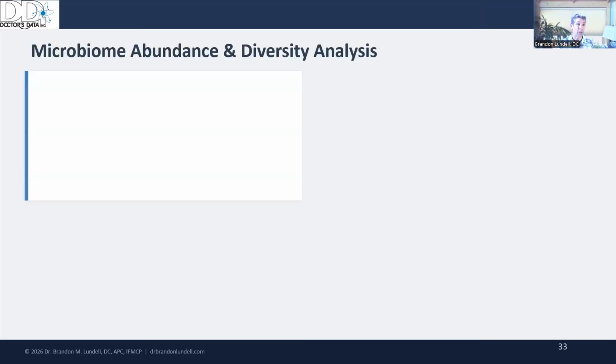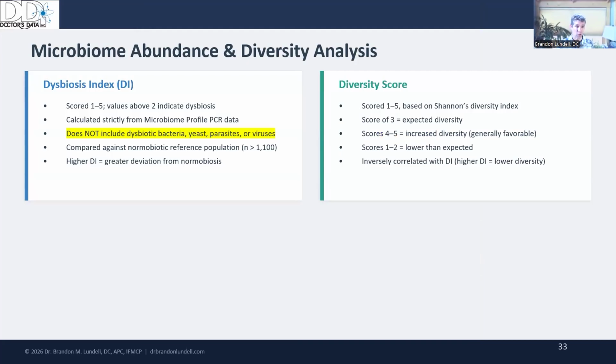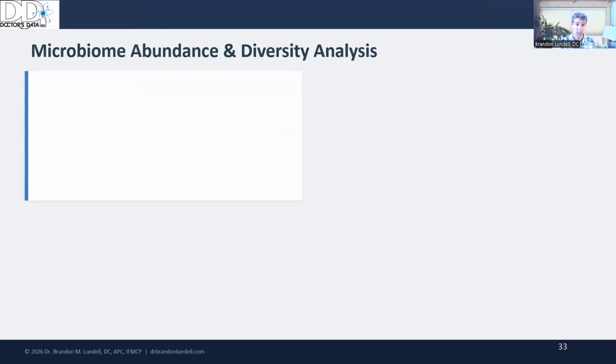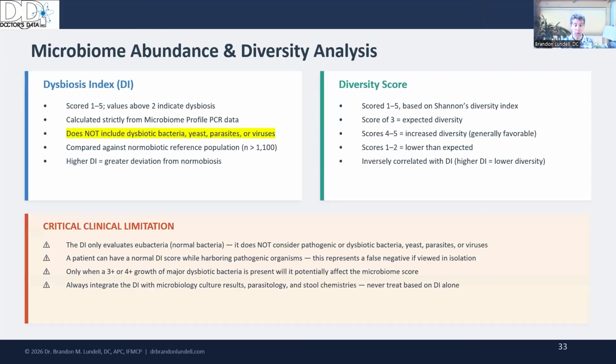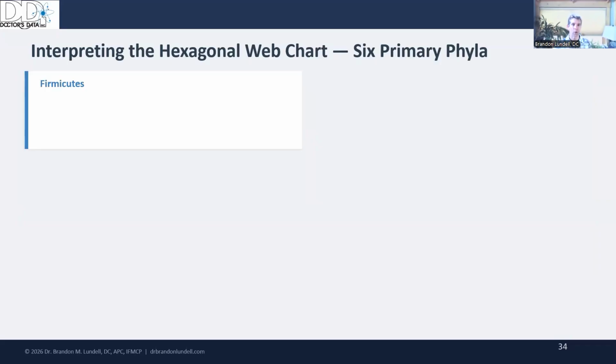So we have the microbiome abundance and diversity here. Like I said, it does not include the dysbiosis bacteria, yeast, parasites, or viruses, which doesn't discount the importance of the dysbiosis index, but importantly, it's looking at the commensal microbiome. So only when a 3+ or 4+ growth of major dysbiotic bacteria is present will it potentially affect the microbiome score. Okay, so it doesn't tell you whether you should treat it or not.